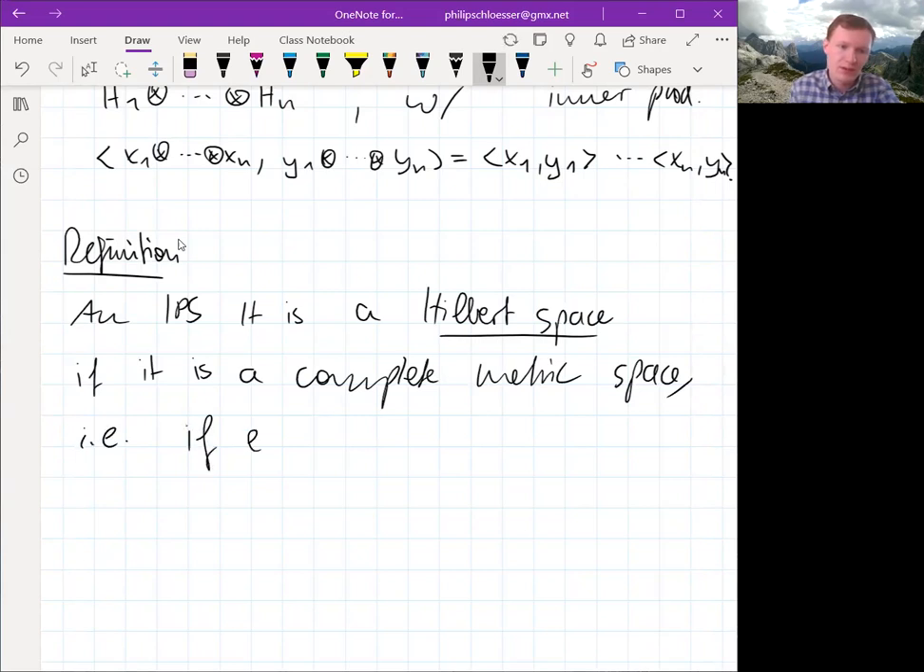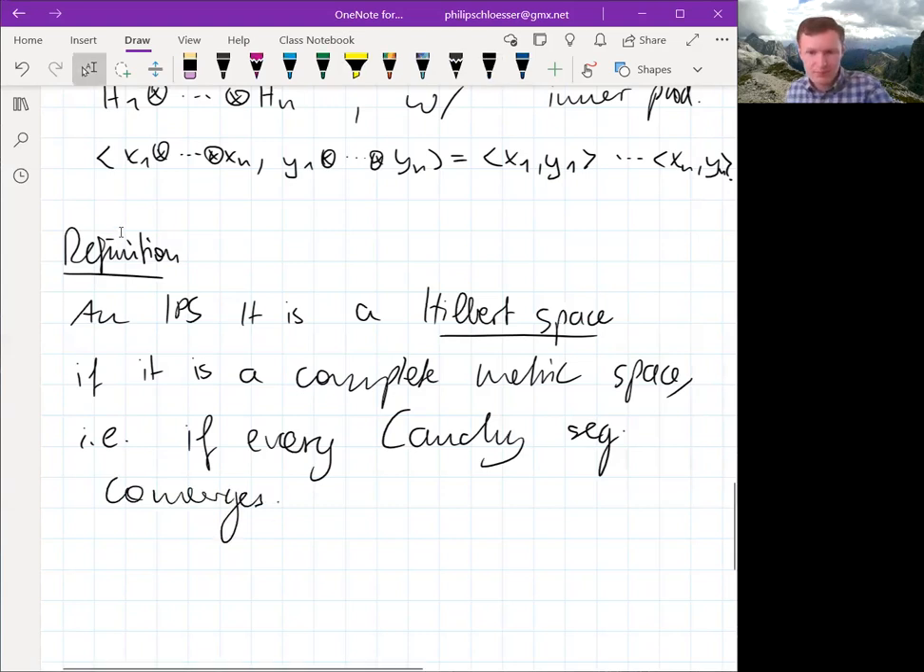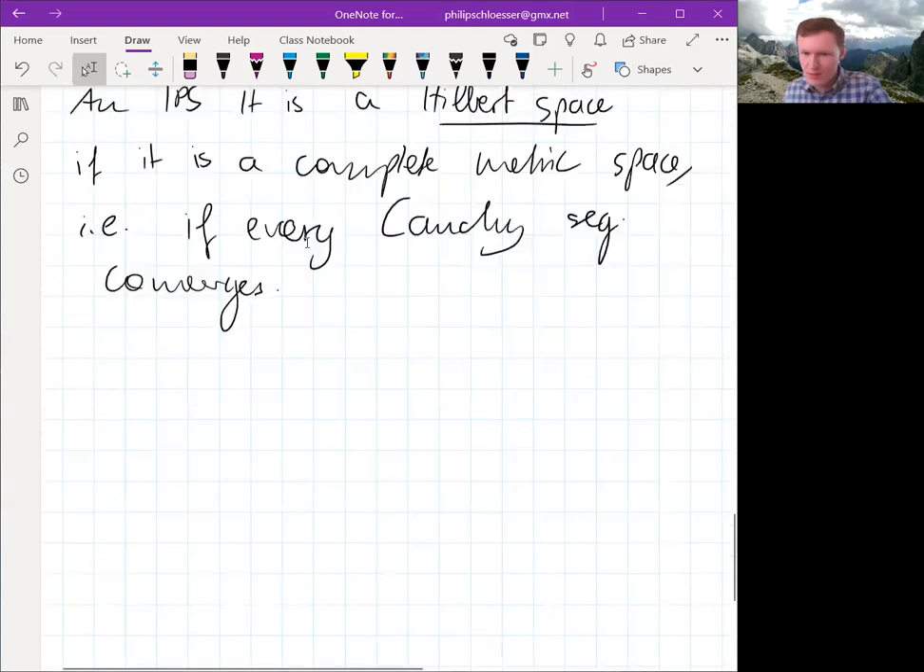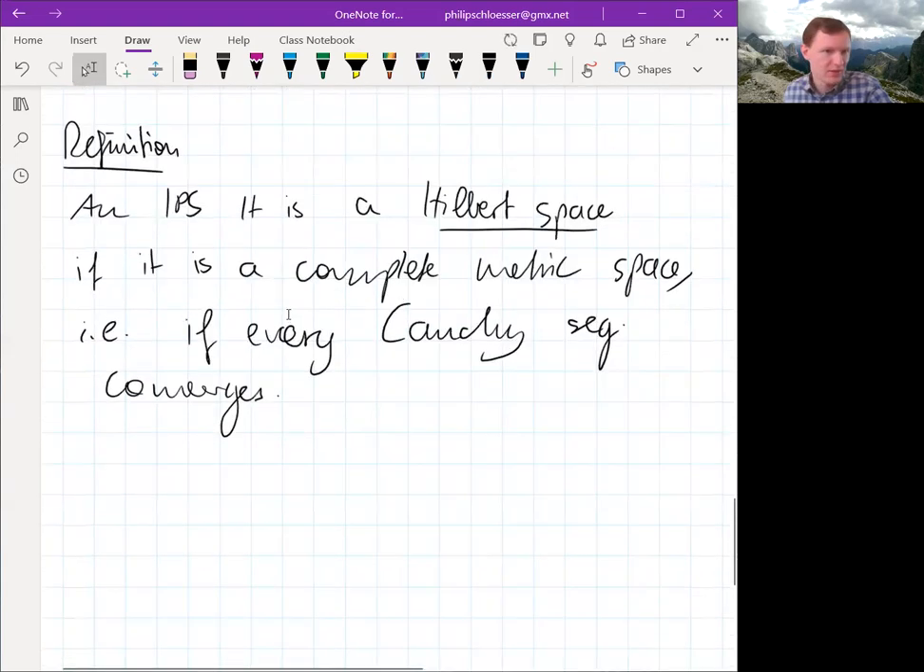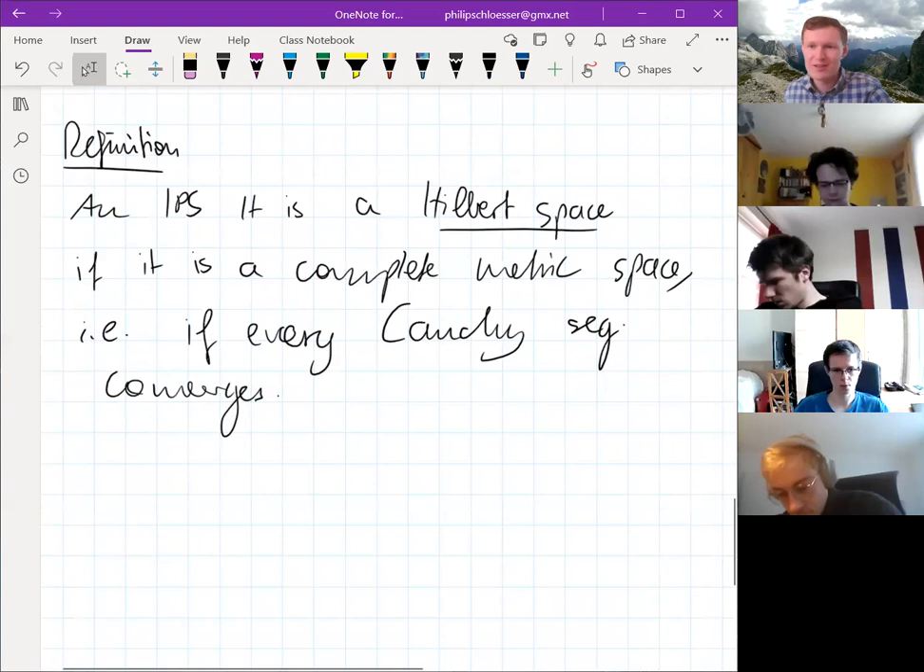I.e. if every Cauchy sequence converges. Yeah, this at the face of it is quite a technical condition. It turns out to give us most things that we want. And down the road, there are more simple characterizations for an inner product space to be Hilbert or not.